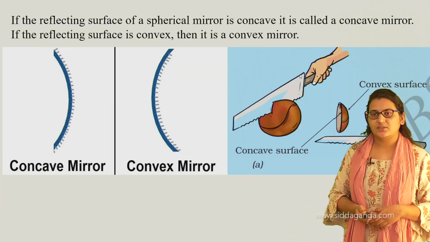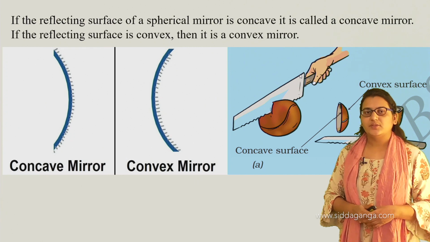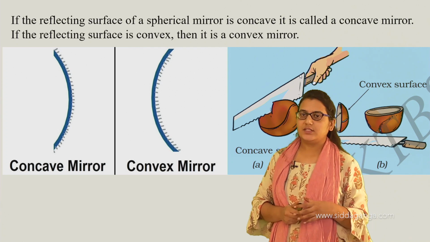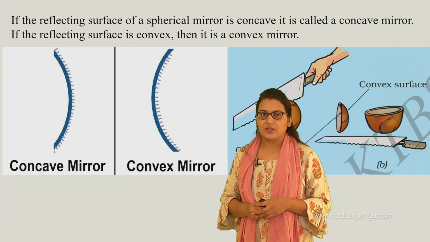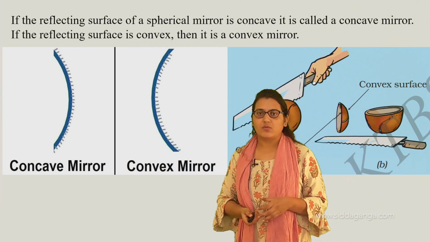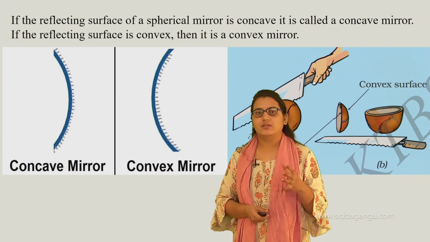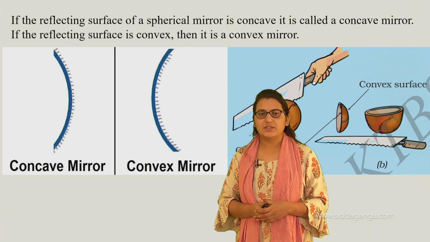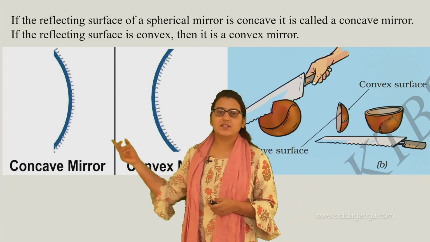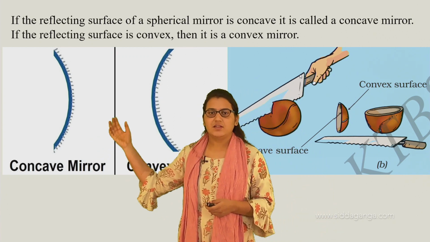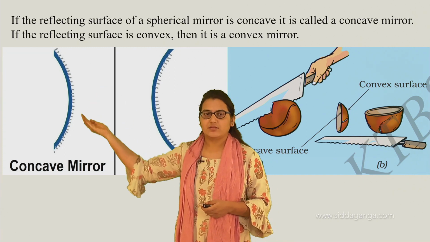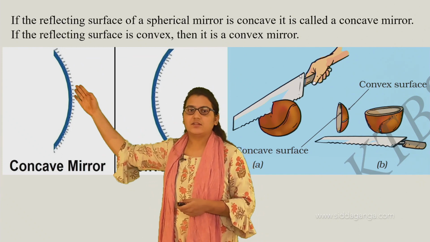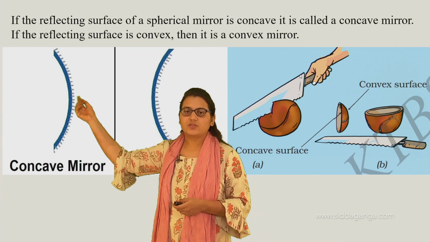Now let us see what these concave and convex are. If the reflecting surface of a spherical mirror is concave, it is called a concave mirror. What does this mean? Concave means the reflecting surface is curved inside. This is the reflecting surface, and it is curved inside. So that is what concave means.